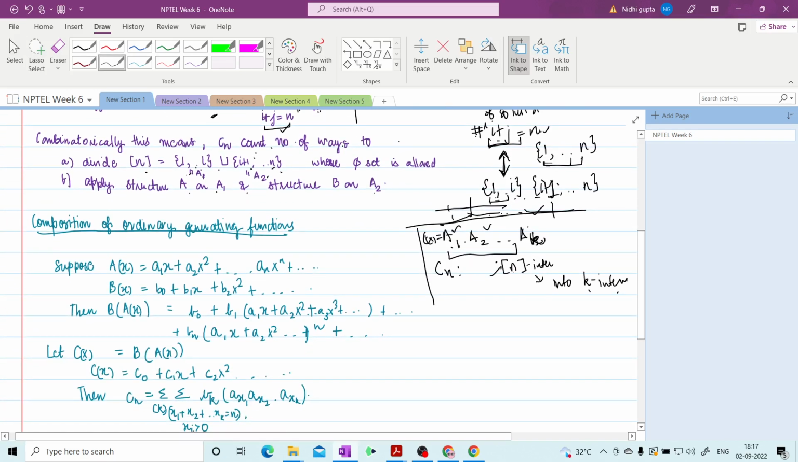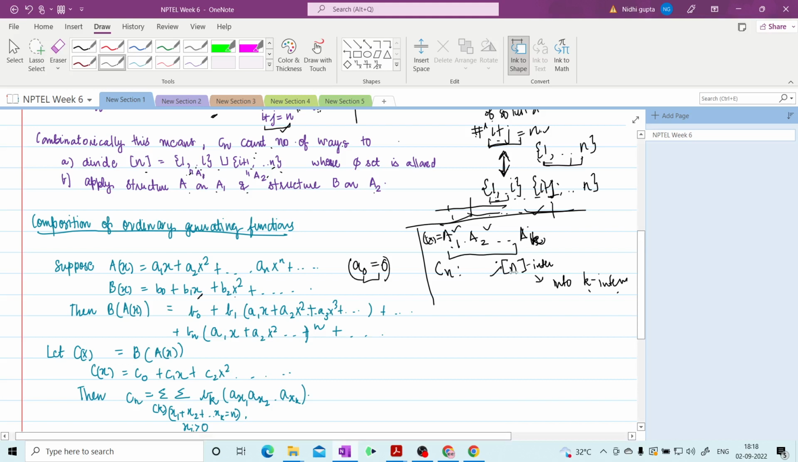Now, this was what we mean by the product of ordinary generating functions, and now we have the composition of ordinary generating functions. Here also we are given two ordinary generating functions, a(x) and b(x), but for one of these we are assuming a_0 to be 0, and we'll see why we need a_0 to be 0. Now we are taking the composition. If we calculate it algebraically, we'll get this, where we are replacing each x by a(x).